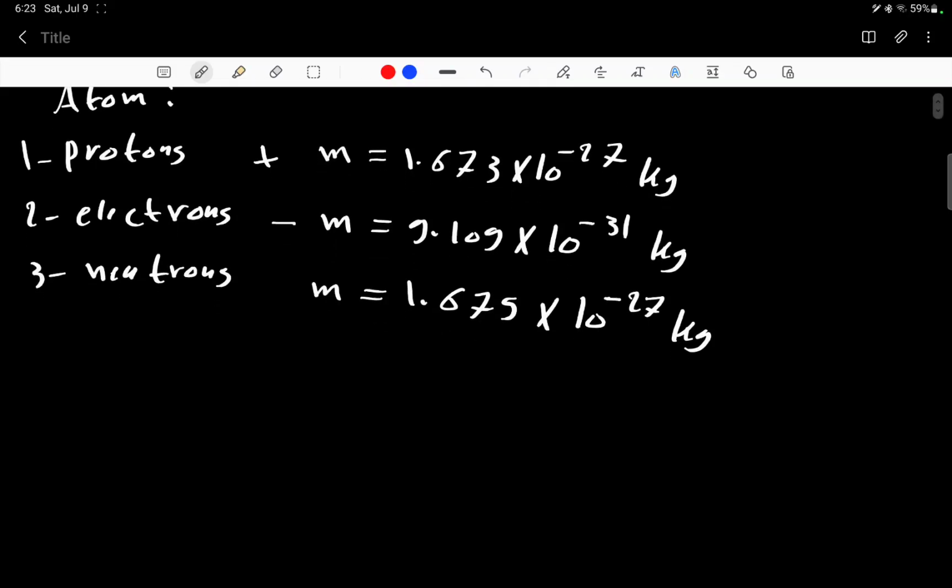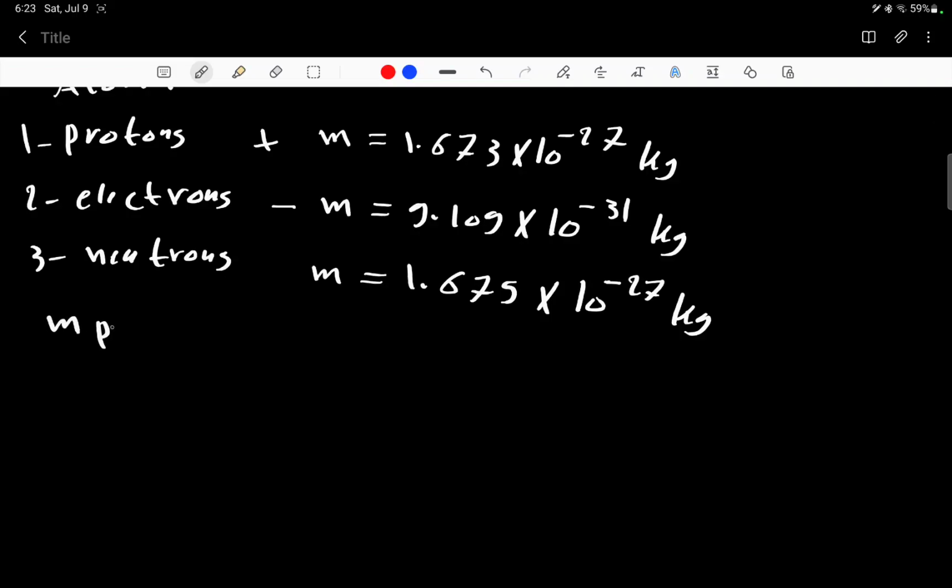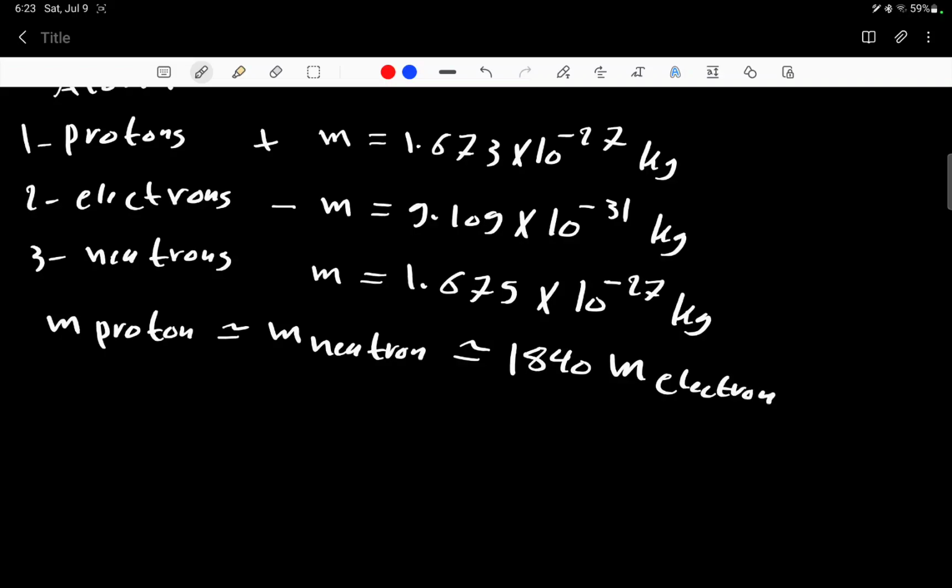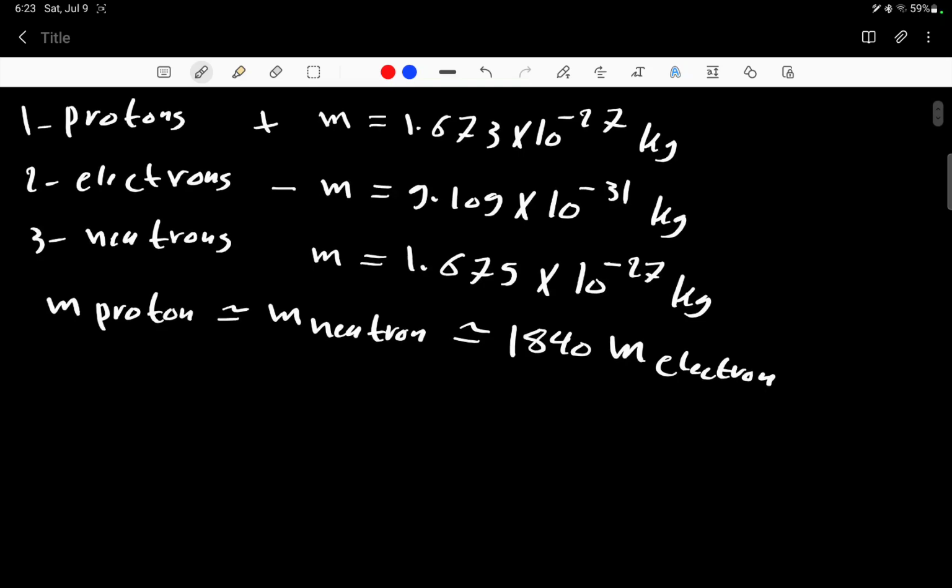Now, I'm not giving you those values because I'm asking you to remember them, but it's just to show you that the mass of a proton is almost equal to the mass of a neutron, and that is almost equal to 1840 times the mass of an electron. And because of that, the protons and the neutrons make the mass of the atom.